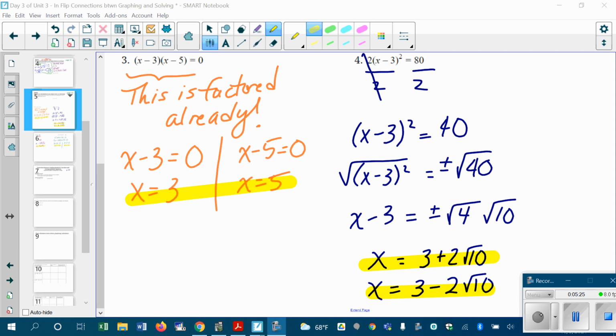Question 4, it works very well if you just go with what you have and isolate that square. So divide both sides by 2, take a square root. You notice in my answers, instead of writing the plus minus symbol, I wrote one solution with a plus and one solution with a minus. You don't have to do that. You can write 3 plus or minus 2 root 10.